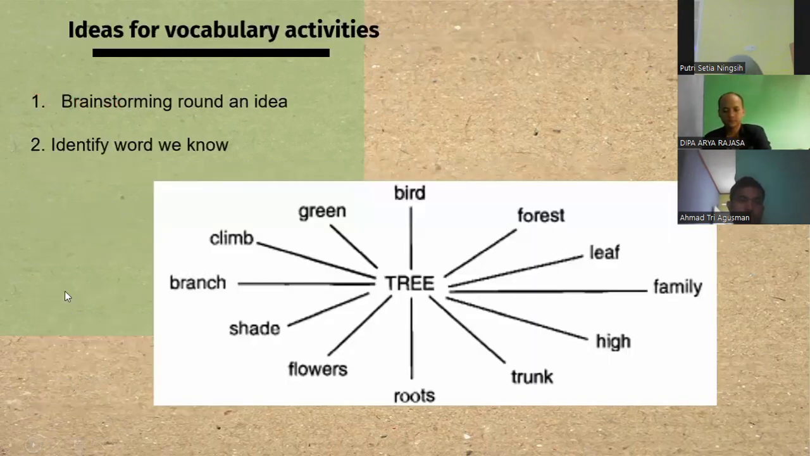So this is the example of ideas for vocabulary activities. The first is brainstorming, and then identify what we know. For example, as you can see on the screen, ada kata tree atau pohon, dan kita bisa mengambil vocab lain dari kata pohon tersebut seperti green, bird, forest, leaf, family, and so on.